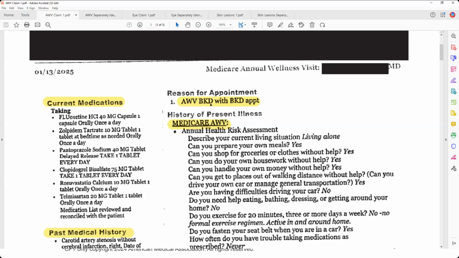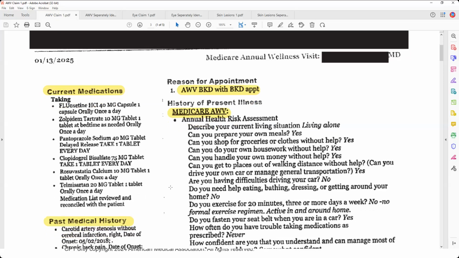This person came in for an annual wellness visit and BKD appointment, which I'm not really sure what this acronym stands for, but we're thinking they had some sort of complaint for the day by that. We don't know what that acronym actually stands for. Knowing that we looked at the claim for annual wellness visit, let's look at this review and try to find the documentation.